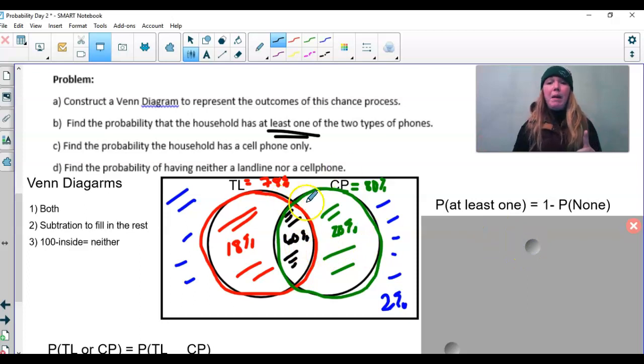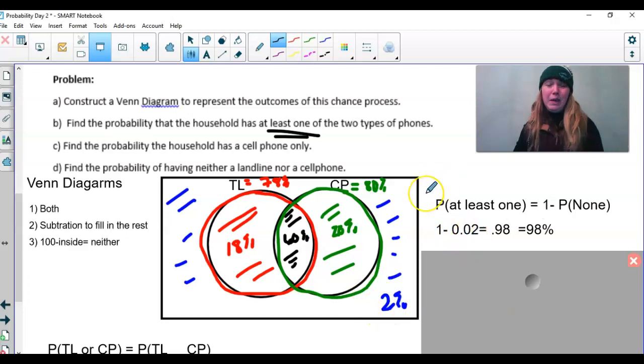If I do 1 minus the probability of none, well, neither is 2%. So I would just do 1 minus 0.02 because technically when we think about probability, we think of it as a proportion, as a decimal. When we're calculating it, we don't always change it to a percent in AP Stats. We leave it as decimals. I left it as percentages because that's what the problem gave us, but typically we're going to have decimals. So I just moved this 2% to a decimal. I said 1 minus 0.02 because our whole sample space adds up to 1 or 100%. So 1 minus 0.02 gives us 0.98, which is 98%. Again, at least one is 1 minus the probability of none.